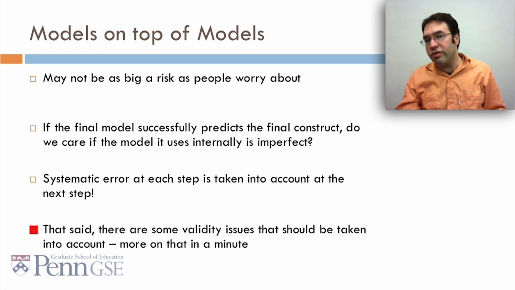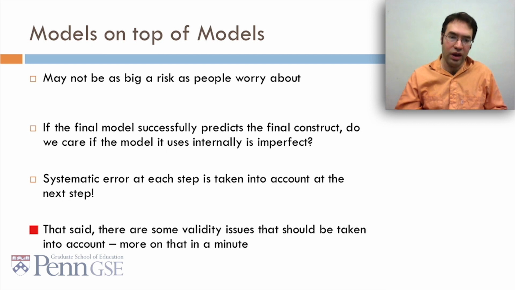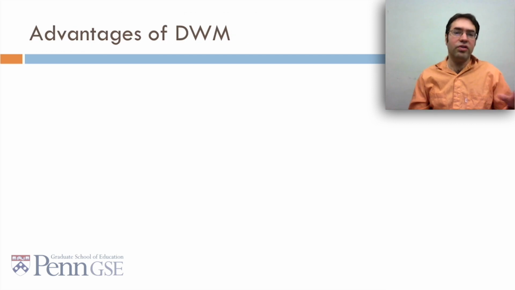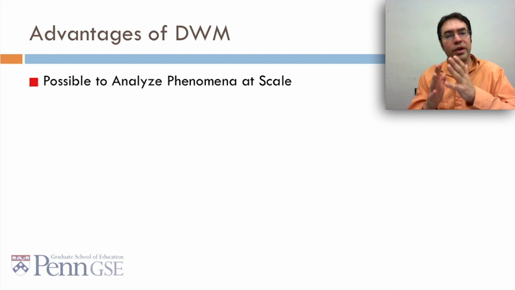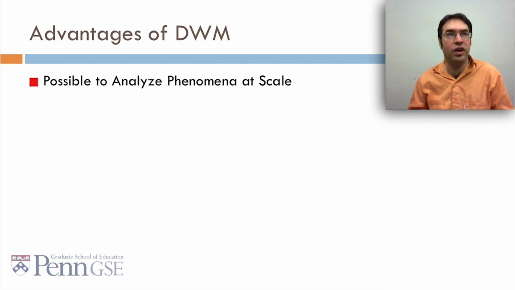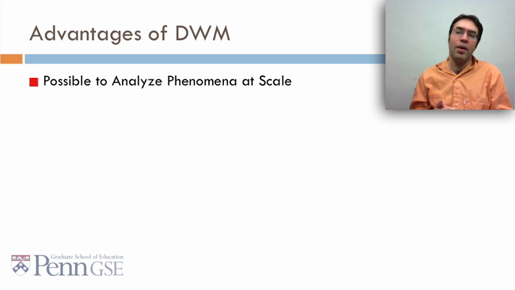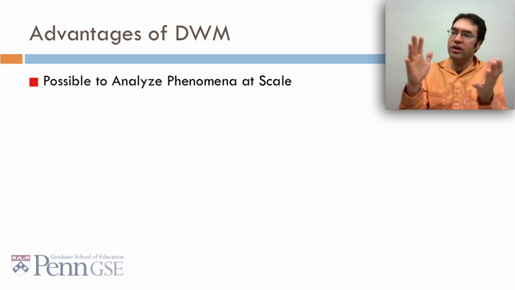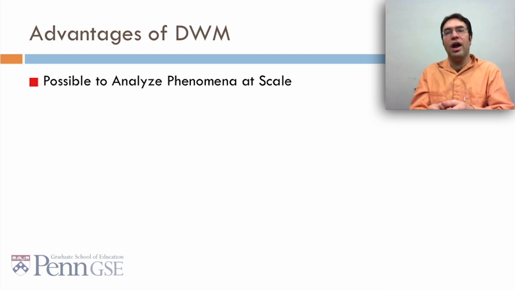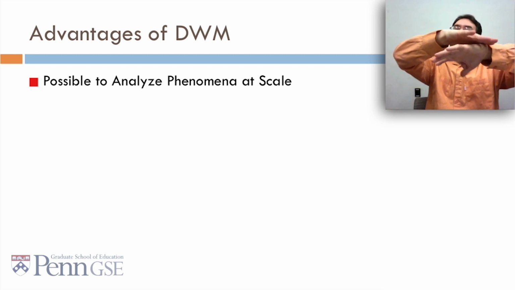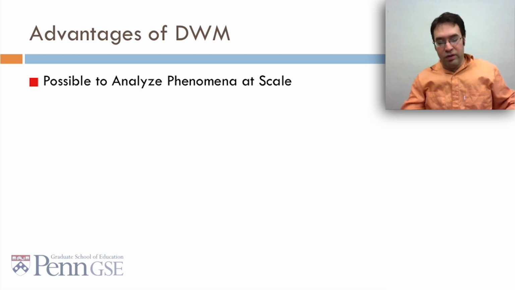That said, there are some validity issues that really need to be taken into account, and more on that in a minute. So discovery with models has several virtues, several advantages. First and foremost, it becomes possible to analyze phenomena at scale. Oftentimes there are phenomena that we don't really have the ability to get training data for at large scale. So we get training data for a small subset of data, and then we build a model, validate the model, and then we can use it at a broader scale.